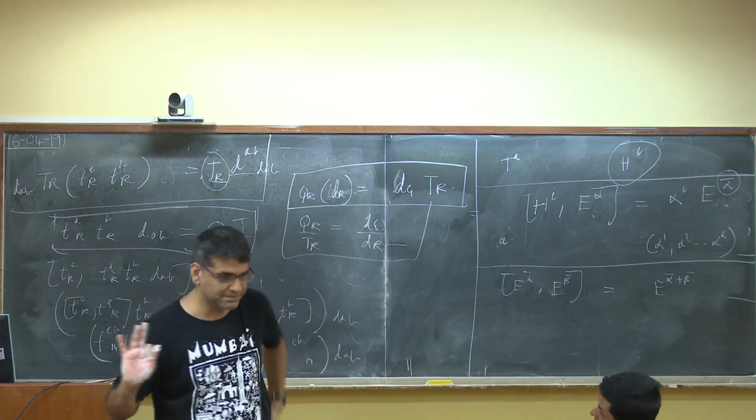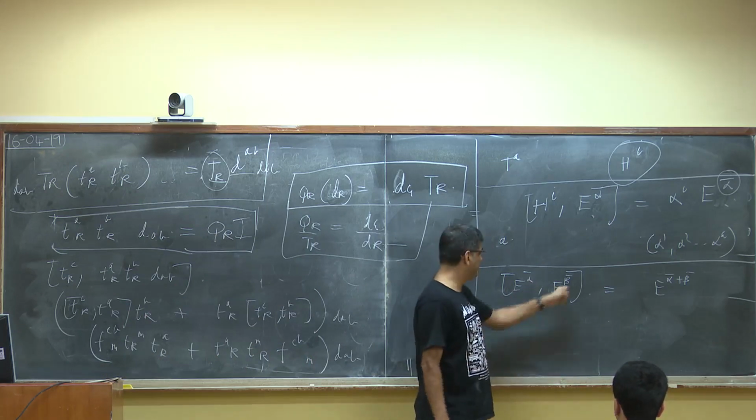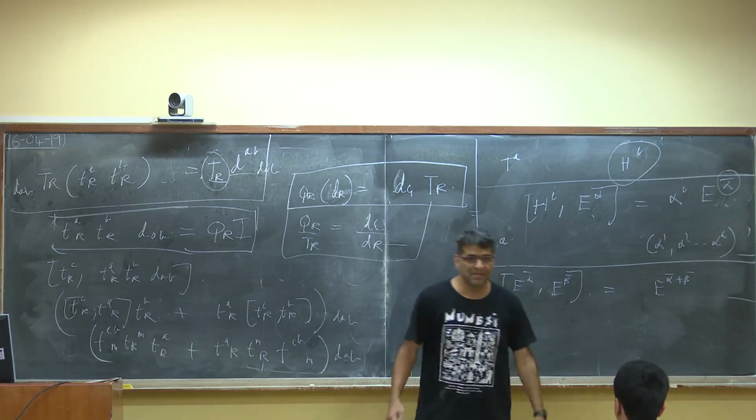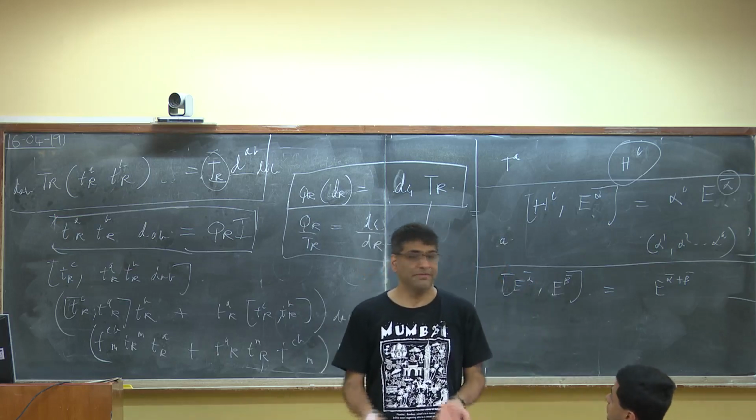Is this clear? Okay. Now, if alpha is some root and beta is some root, you have two possibilities. If alpha plus beta is not a root, then of course you're just going to get 0.